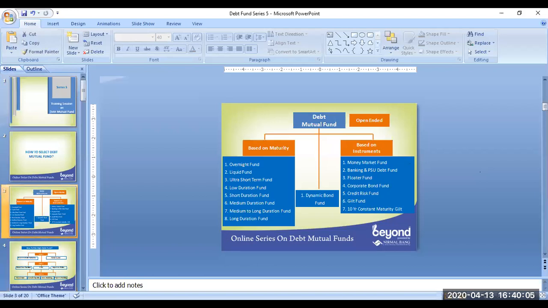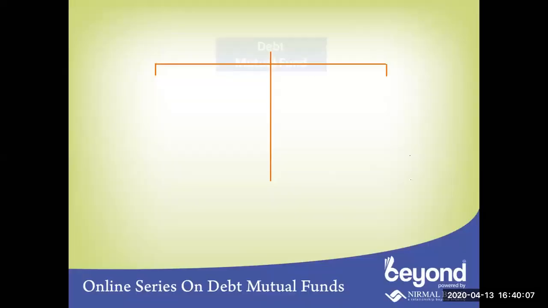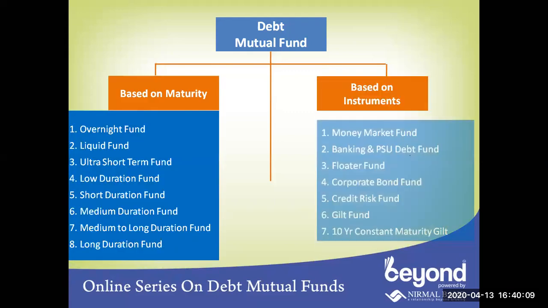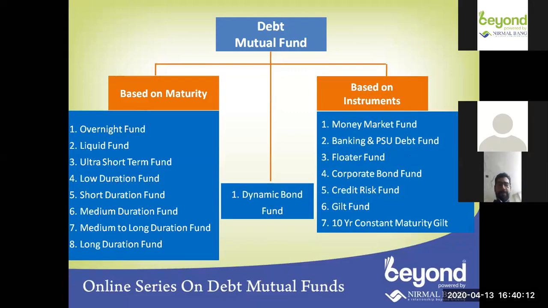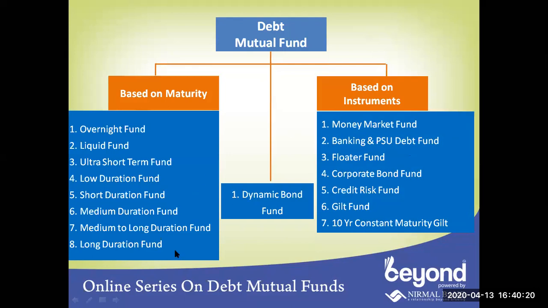In my previous session, I told you there are 16 categories in debt mutual funds based on the maturity and the instrument. So you can see on my screen the different categories. Which category, and what all the parameters you should look at while selecting the debt mutual funds.